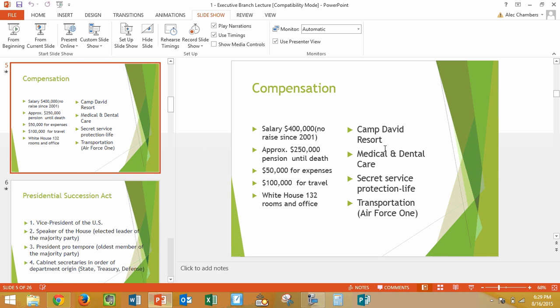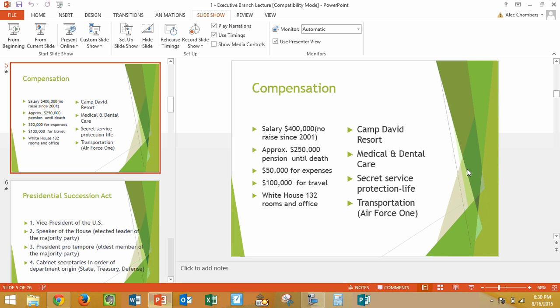And the president gets $100,000 for travel, although that does not count the use of Air Force One, which is a 777 Boeing jet, gigantic. And the president gets to use that jet at any time that he or she would like. The president also gets to live in the White House, which, besides being a very nice building, is a gigantic, technologically state of the art building with 132 rooms and a full set of offices for the president and his staff. The president also gets to use Camp David, which is a wooded resort.